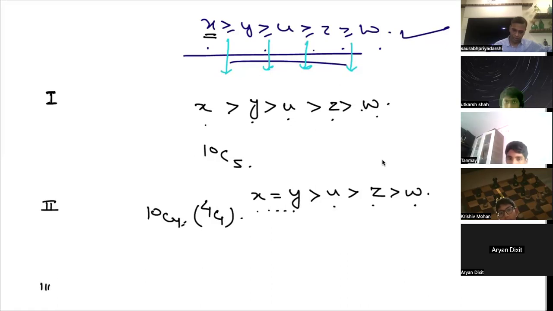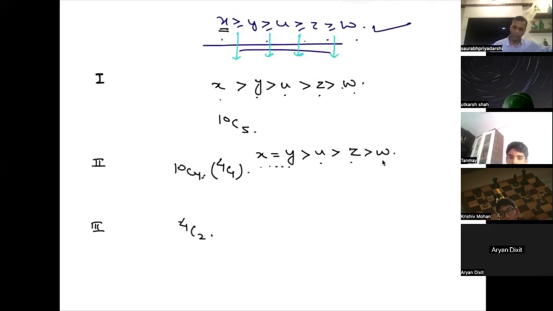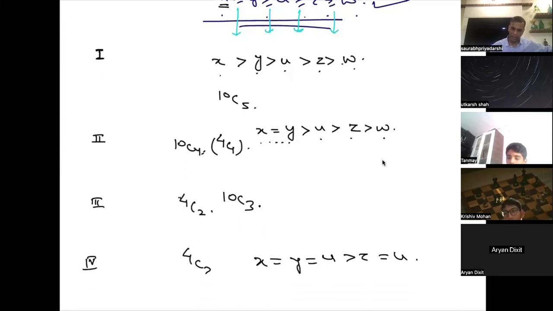Third, when we have two equality signs, we have to select only three numbers, so 10C3. If you are selecting three equality signs, such as x greater than or equal to y greater than or equal to u, with z equal to u, this can be done in 4C3 ways.